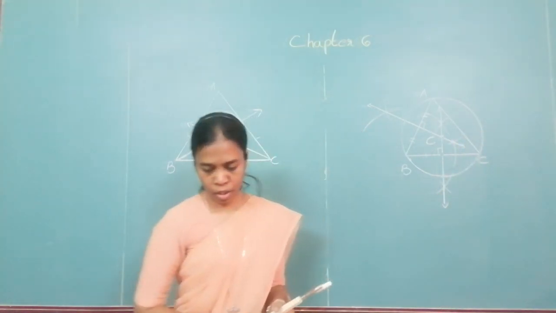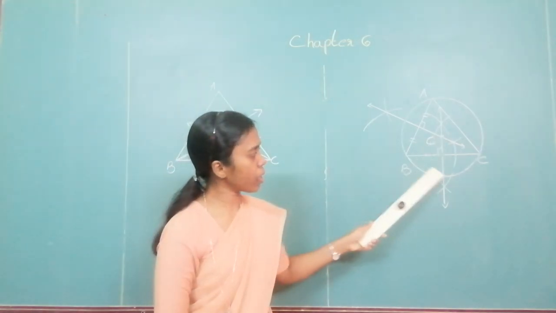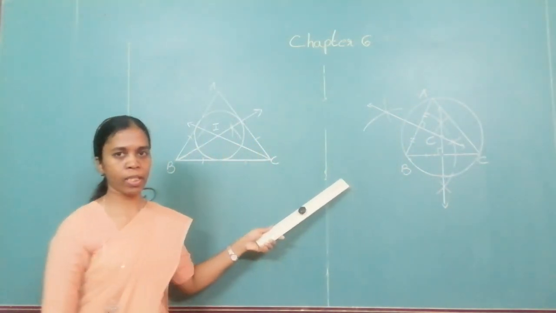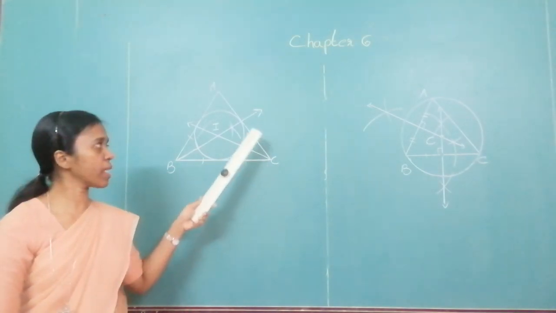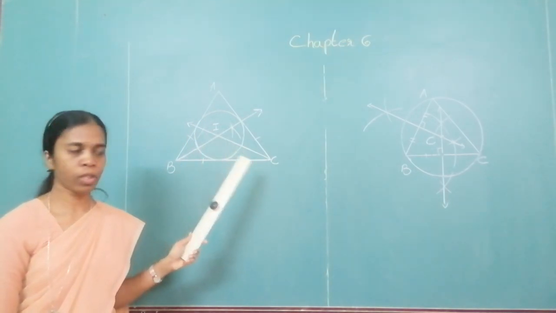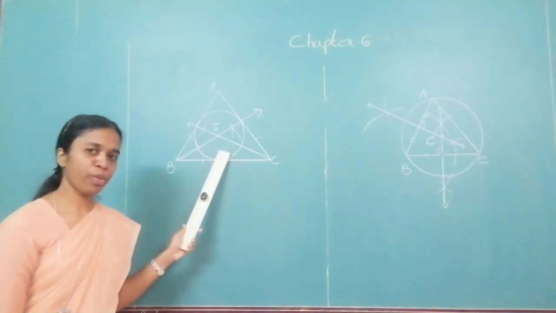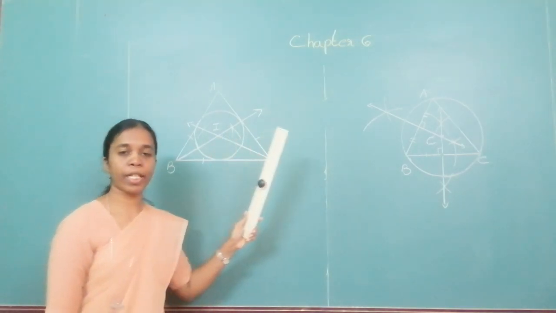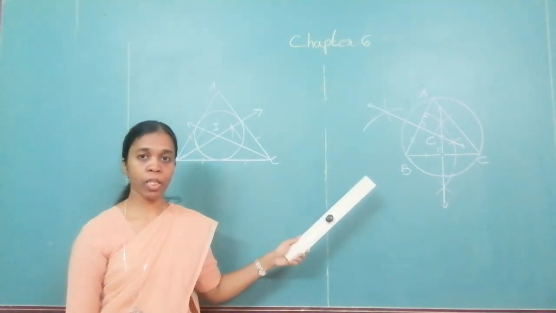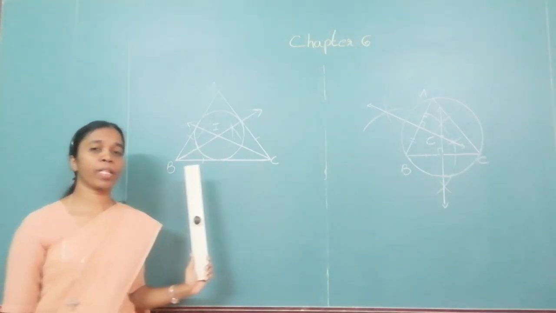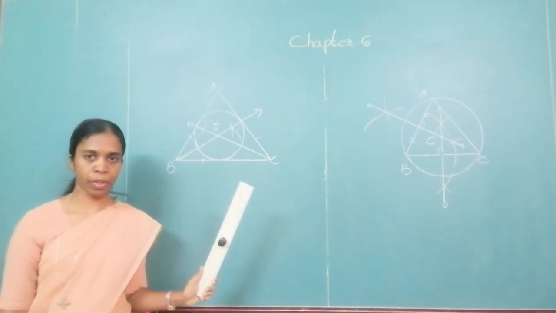Can you see that? This is known as a circumcircle, where the circle is touching all three vertices, and this is known as an incircle, where the circle is touching all three sides of the triangle. The center of the incircle is known as the incenter. The center of the circumcircle is known as the circumcenter. What gives us the circumcircle? Perpendicular bisectors. And what gives us the incircle? Angle bisectors. Please remember.